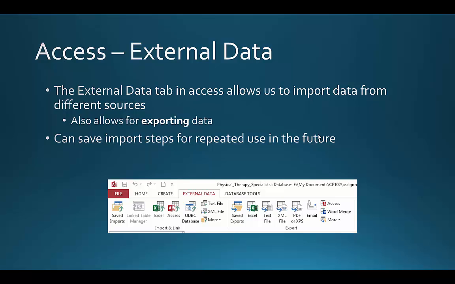The External Data tab in Access allows us to import data from different sources. It also allows for exporting data. So you can see on this image of the External Data tab, you've got saved imports and you've got import and link from Excel, Access, or text files. And on the other side, you also see the export to an Excel file, to a text file, or email, or other options. So there's a lot of options.